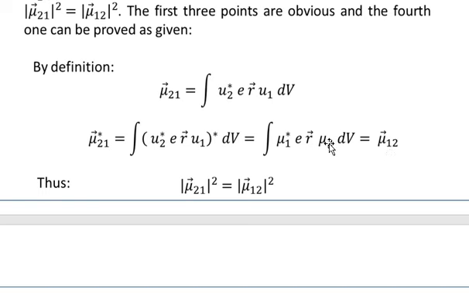So from this we can say that mu21 star is equal to mu12. But you see that their absolute values will be equal. Thus the absolute square of mu21 is equal to the absolute square of mu12.